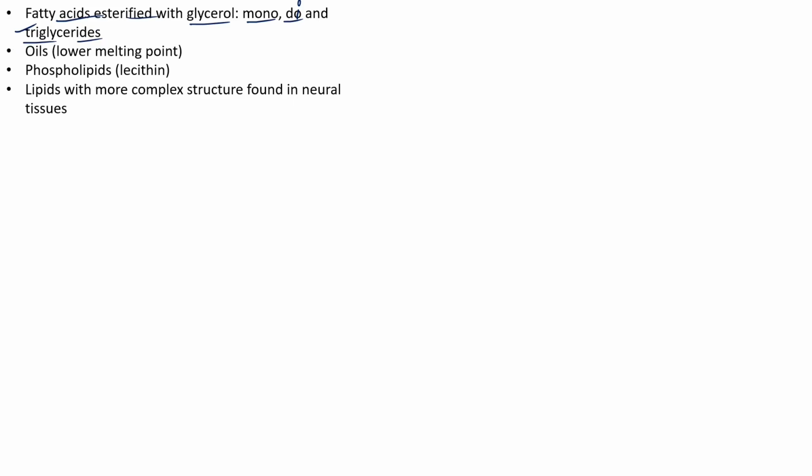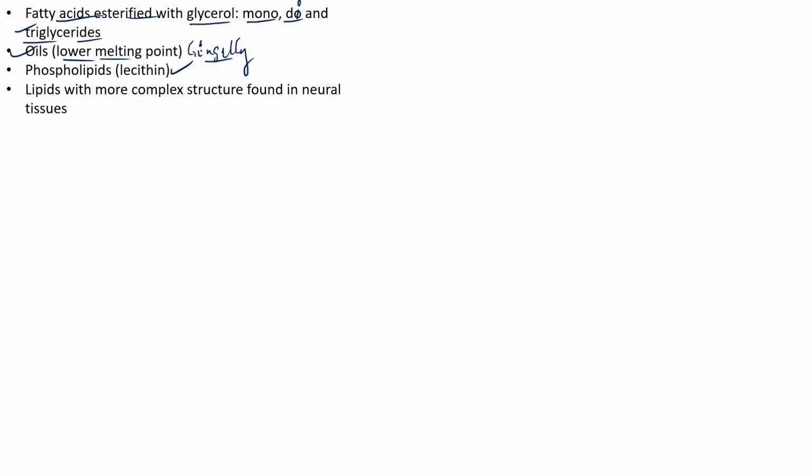Another type of lipid we have is the oils, and generally oils have a lower melting point than the fats, hence even in colder temperatures they remain as oils. An example for the oil is gingerly, or sesame oil, which we call gingerly. Now we have one more type of lipid called the phospholipids.